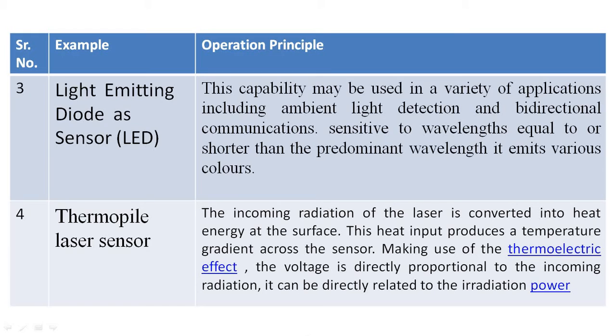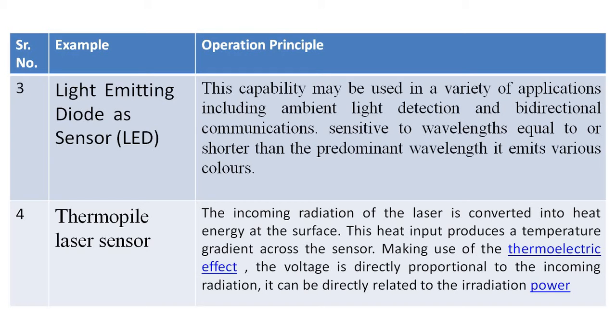Thermopile is also used in light sensors, so it is the thermopile as a laser sensor. When incoming radiation of the laser is converted into heat energy at the surface, the heat input produces a temperature gradient across the sensor. Making use of the thermoelectric effect, the voltage is directly related to the incoming radiation. It can be directly related to the radiation power.